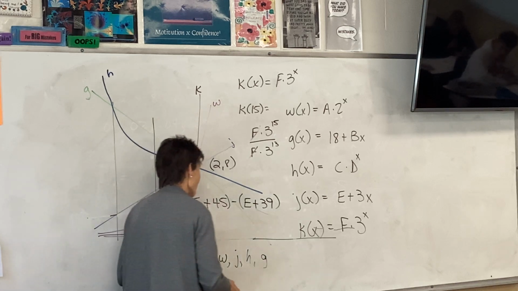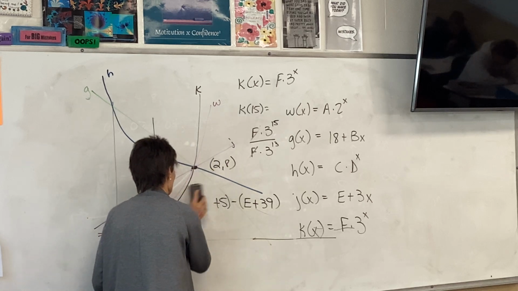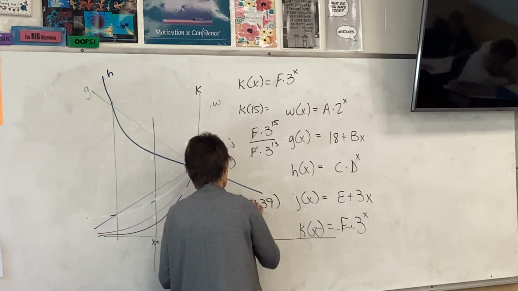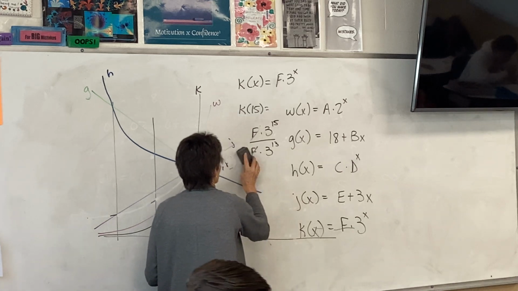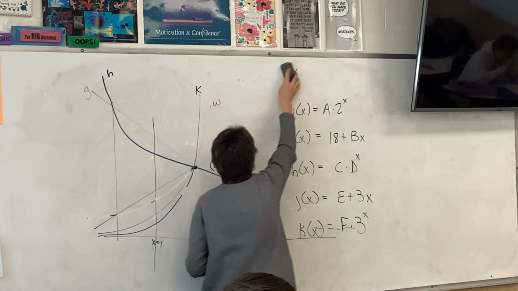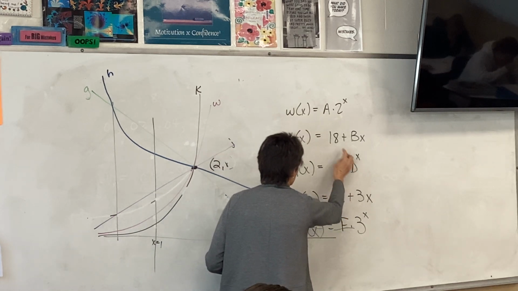Find the values of A, B, C, D, E, and F. I'm going to give you a couple minutes to work on that and see what you think. See what you can come up with. All of these constants now. You're going to figure out what all of these things are.